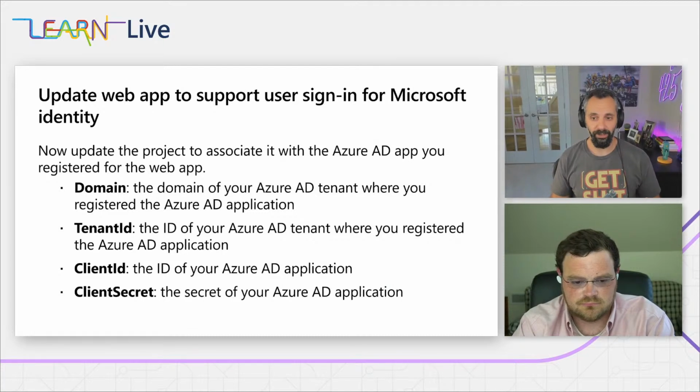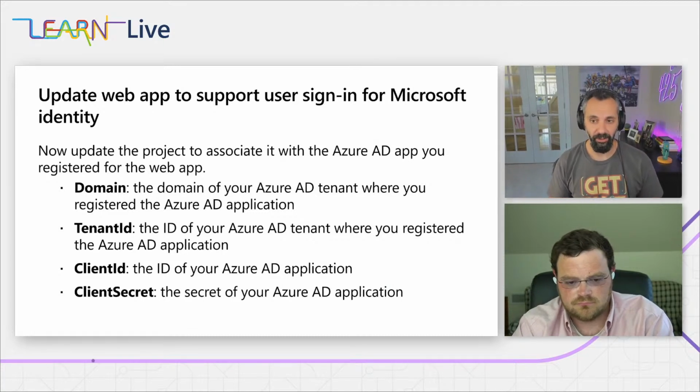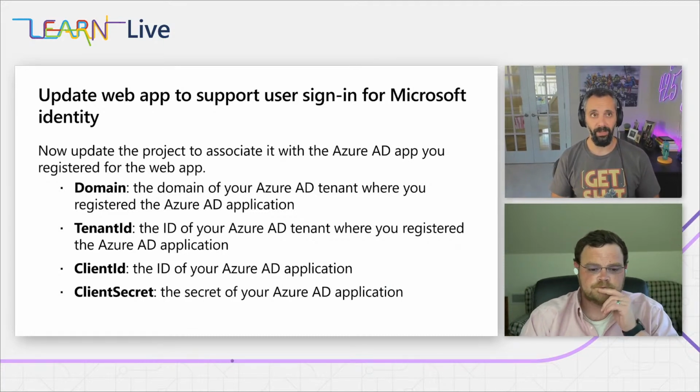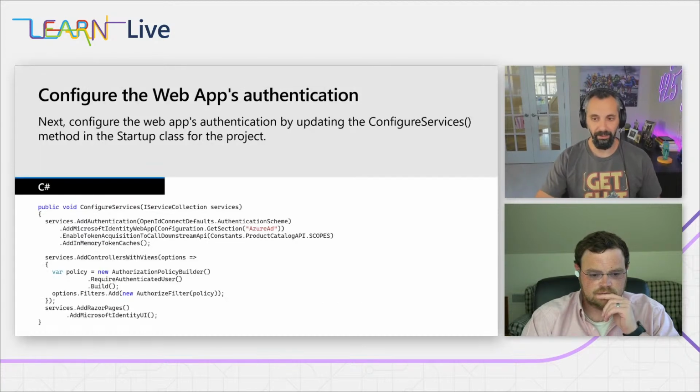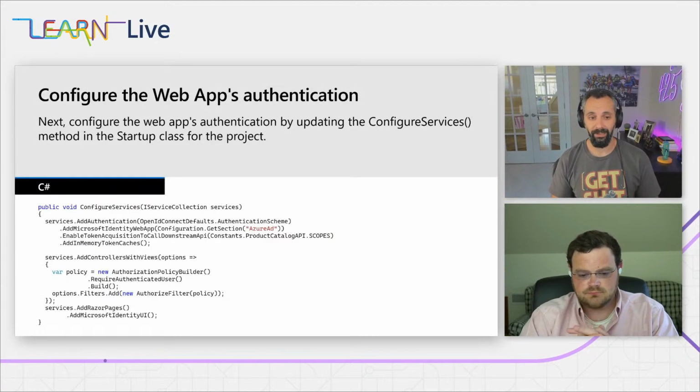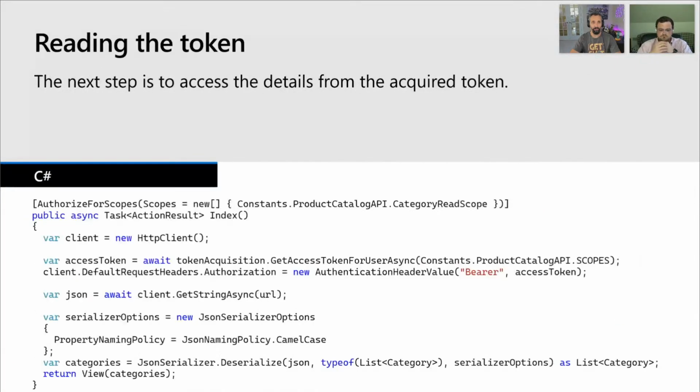And as with the app that JP showed you for the API, you need to provide the tenant ID, the client ID, the client secret and the domain so we can wire up everything in the application. And then this is the code that we use to do it. In fact, I'm going to jump into the demo and show you exactly what we're doing because it's easier to show in code.